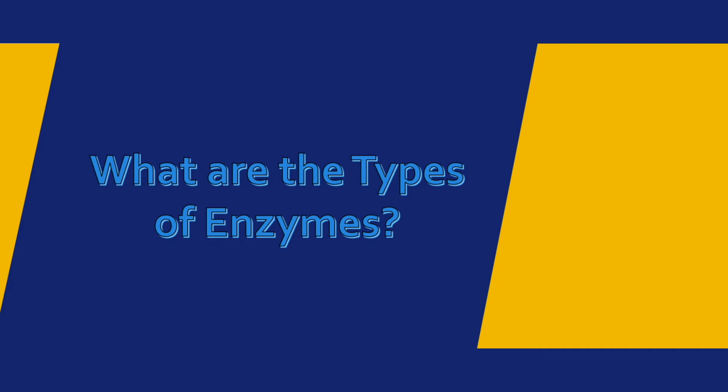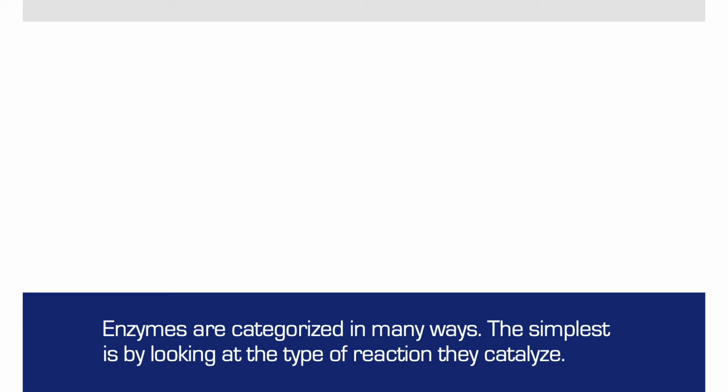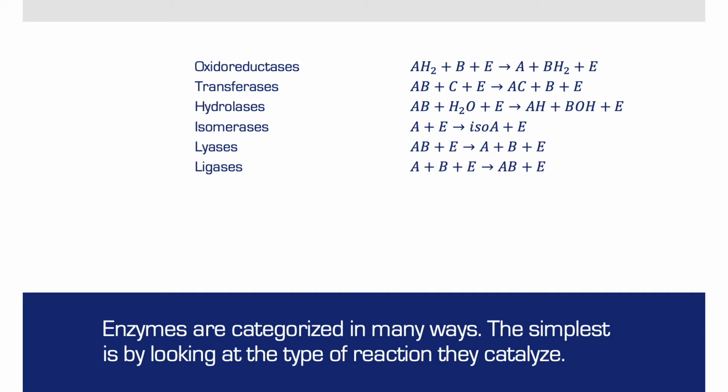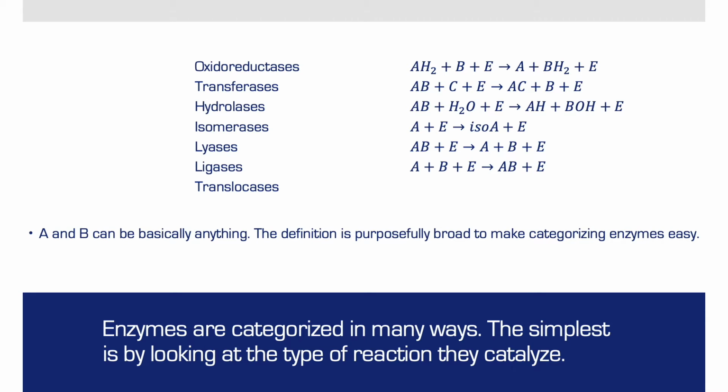What are the types of enzymes? Enzymes are categorized in many ways. The simplest is by looking at the type of reaction they catalyze. A and B can be basically anything. The definition is purposefully broad to make categorizing enzymes easy.